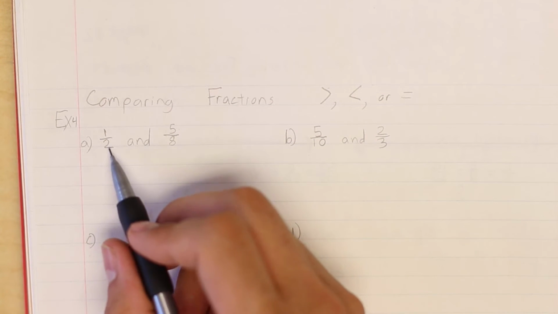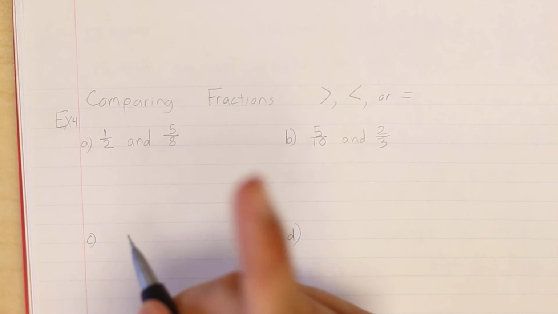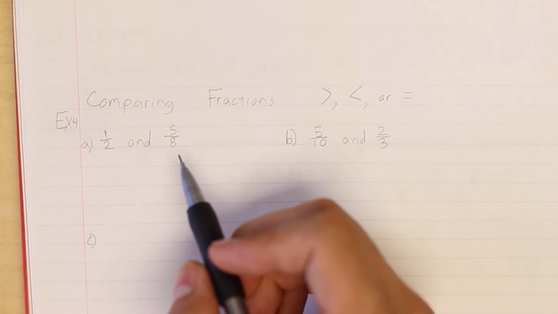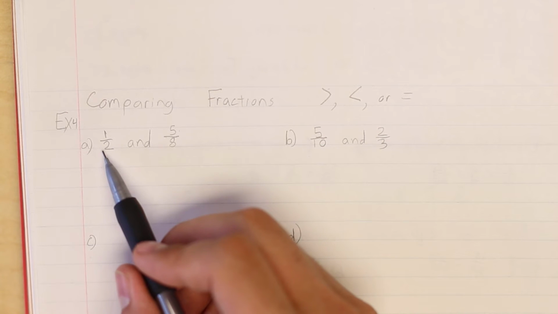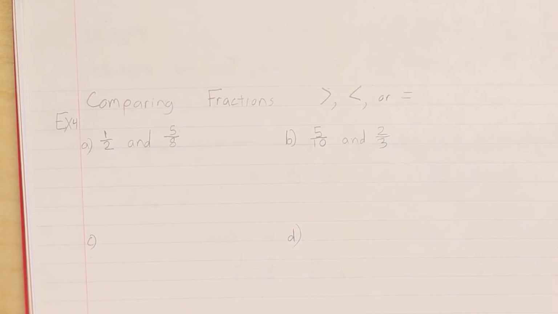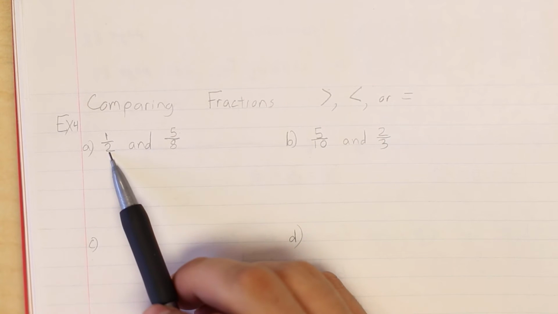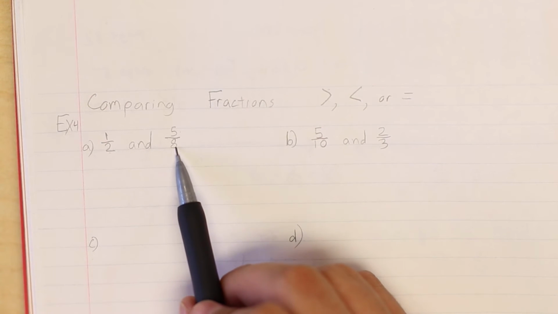Well, something to do to help us find that out, because sometimes we know right away, but sometimes we don't. What we can do is, if we can get the same denominator, then we can tell right away. My denominator over here is 2. My denominator over here is 8.